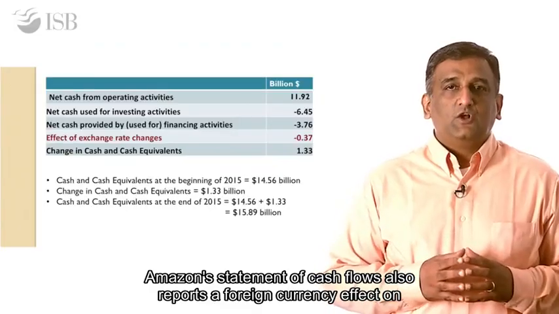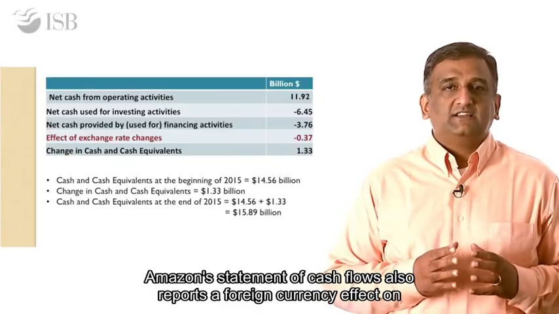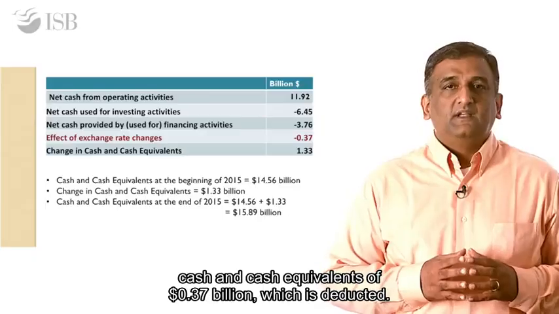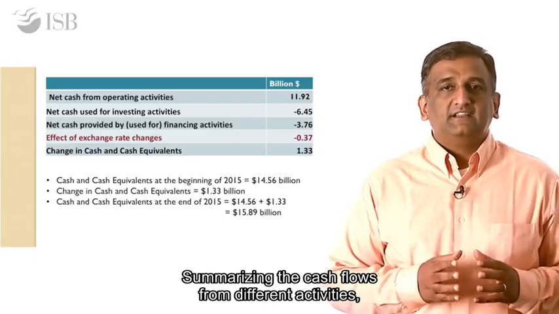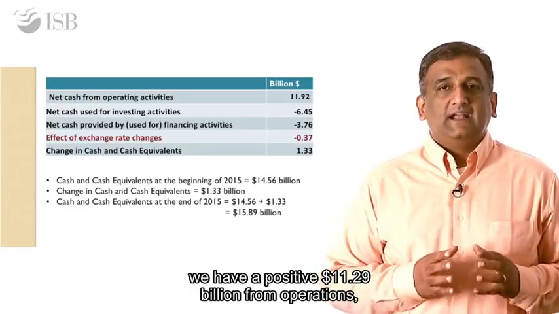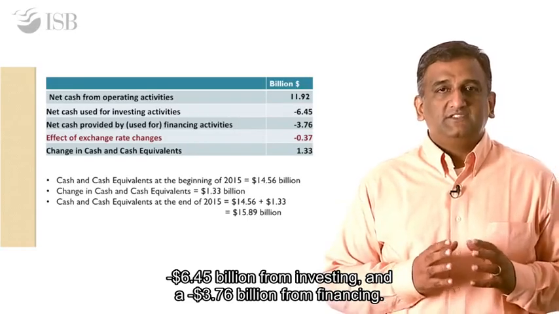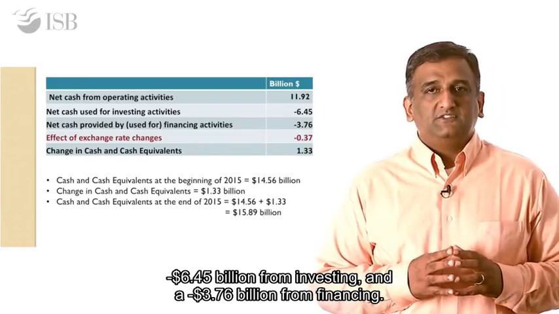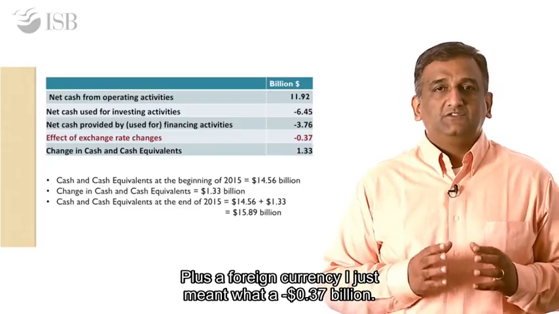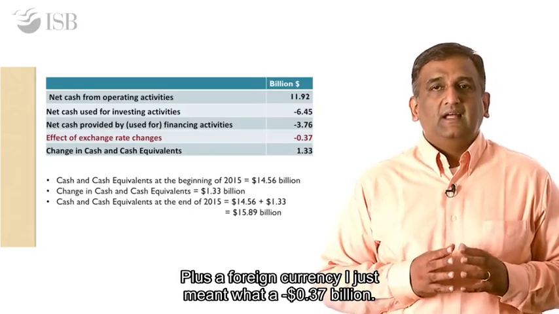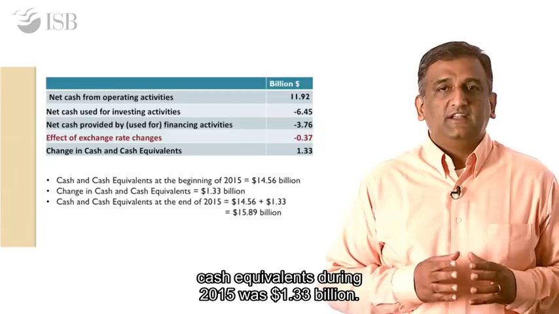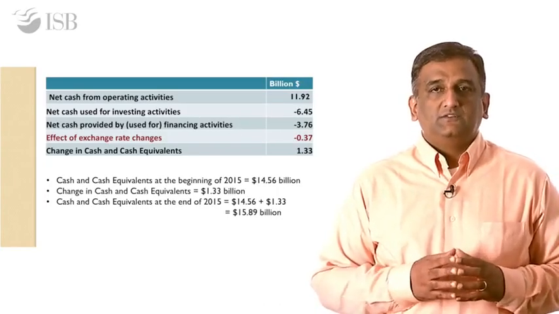Amazon's statement of cash flows also reports a foreign currency effect on cash and cash equivalents of $0.37 billion, which is deducted. Summarizing the cash flows from different activities, we have a positive $11.92 billion from operations, a negative $6.45 billion from investing, and a negative $3.76 billion from financing, plus a foreign currency adjustment worth a negative $0.37 billion. Adding these up, Amazon's change in cash and cash equivalents during 2015 was $1.33 billion.